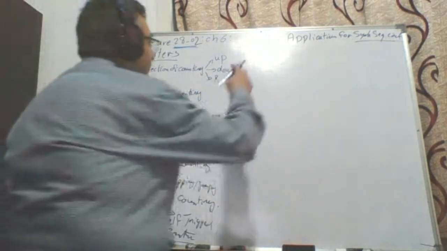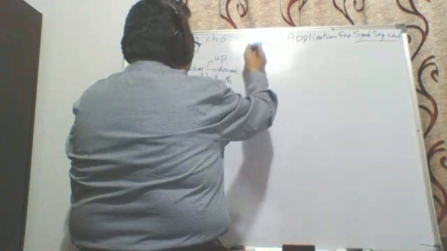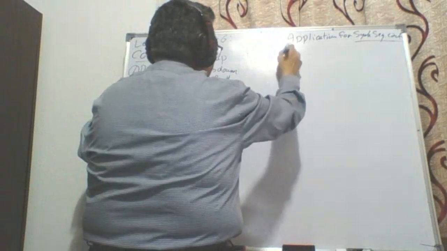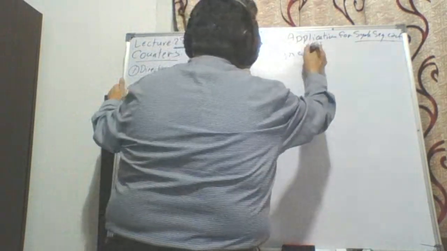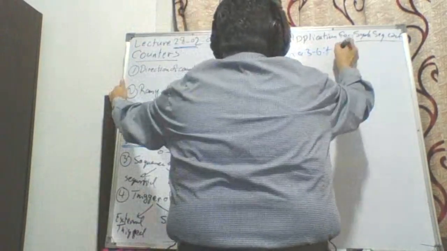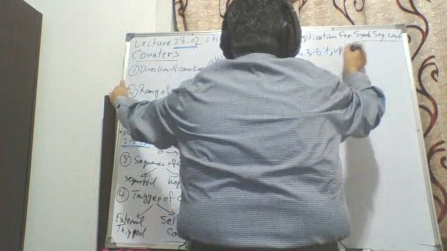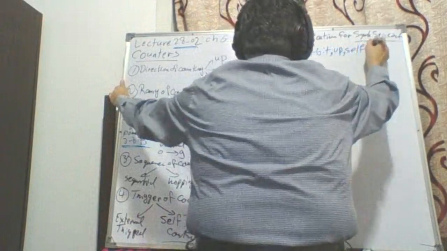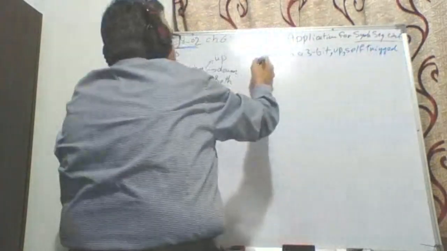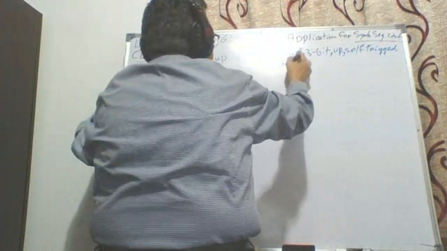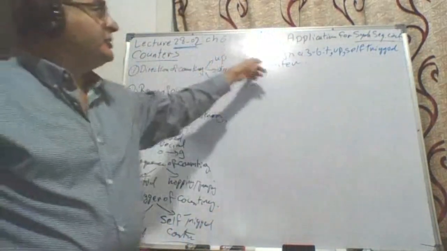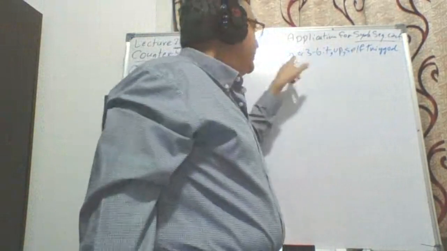So the example that we want to take in part 2 of this lecture: design a 3-bit up self-triggered counter. This is the heading of the question, design a 3-bit up self-triggered counter.